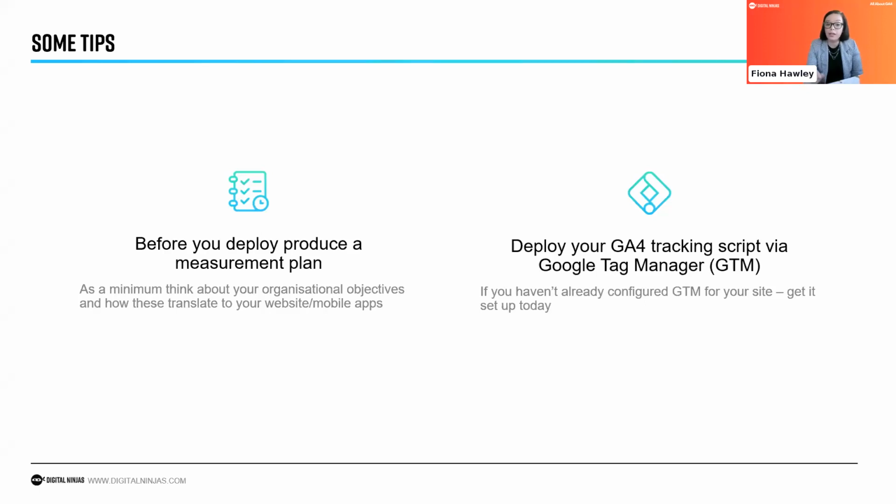If you haven't already configured GTM on your site, it's highly recommended that you set it up. GTM simplifies the process of managing and deploying tracking tags on your website, allowing you to quickly and easily add or remove tags as needed. This can help you save time and resources and make it easier to implement and test different tracking solutions on your website.